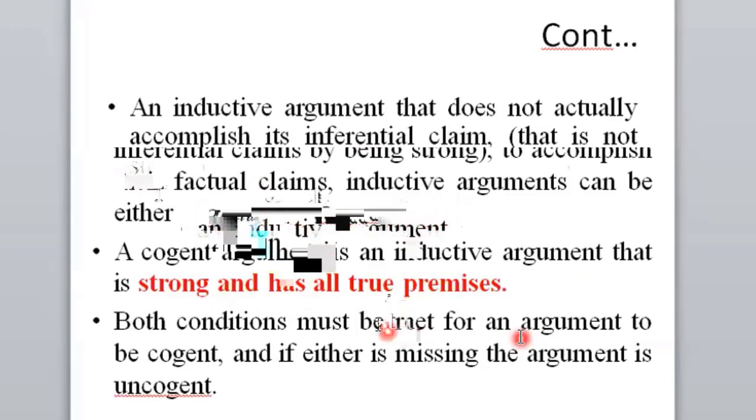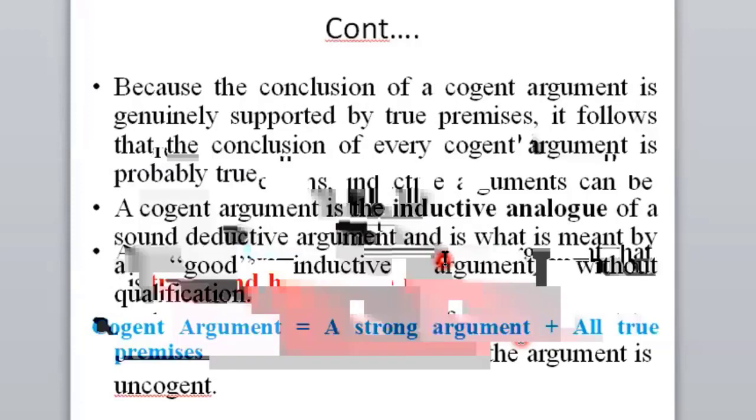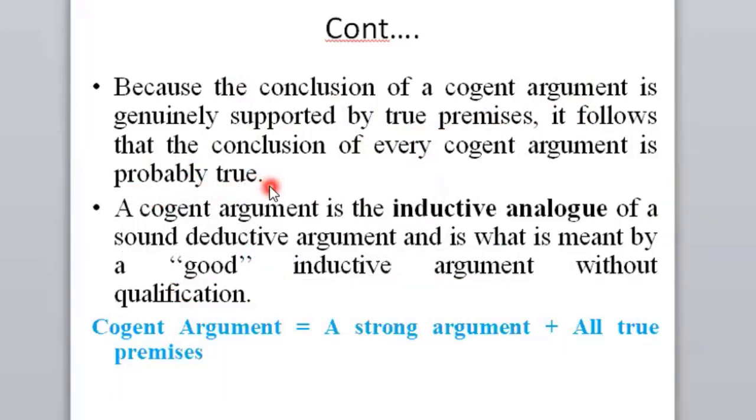It's very clear. Such an inductive argument is uncogent by definition, which means that an uncogent argument is an inductive argument that is either strong with one or more false premises, or weak, or both. Because the conclusion of a cogent argument is genuinely supported by true premises, it follows that the conclusion of every cogent argument is probably true. So a cogent argument is the inductive analogue of a sound deductive argument. I have told you this one. You can use this formula to understand what a cogent argument is: a strong argument plus all true premises. If this is fulfilled, it's a cogent inductive argument.